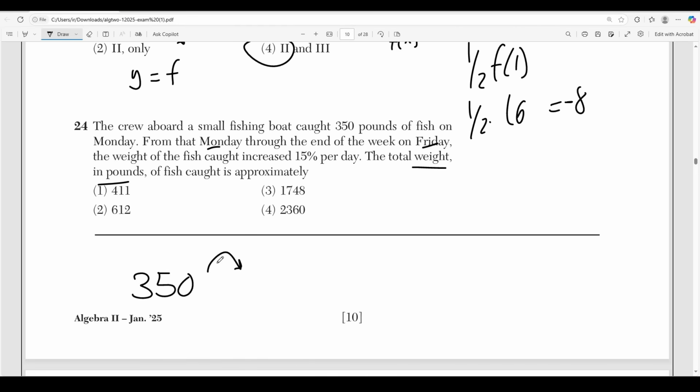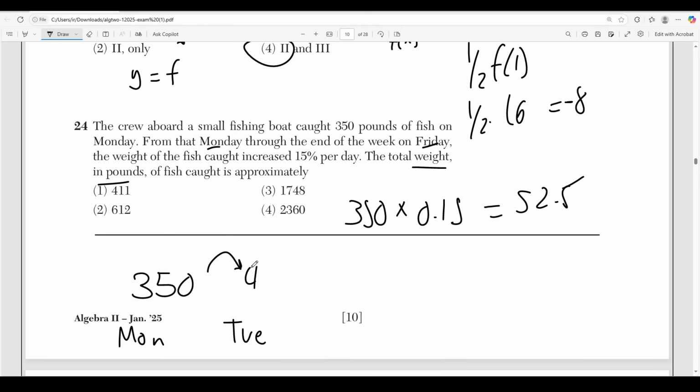The next day they caught 15% more. Okay, so 15% of 350 is just 350 times 0.15. 350 times 0.15 is equal to 52.5. So the next day they caught 52.5 more pounds of fish. So if I add that to 350, this is Monday, this is Tuesday, it's equal to 402.5.